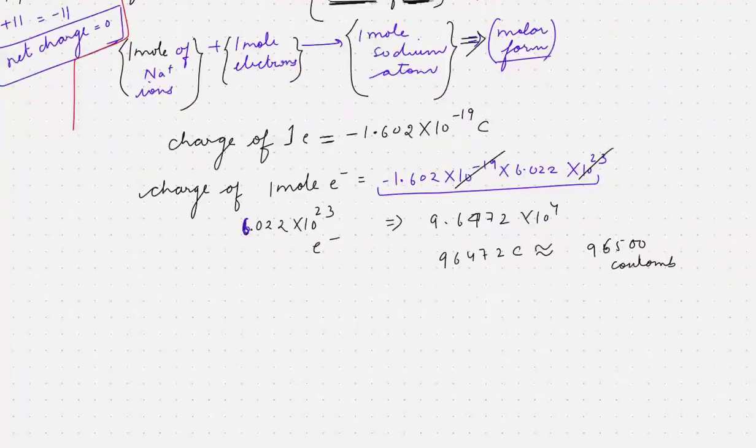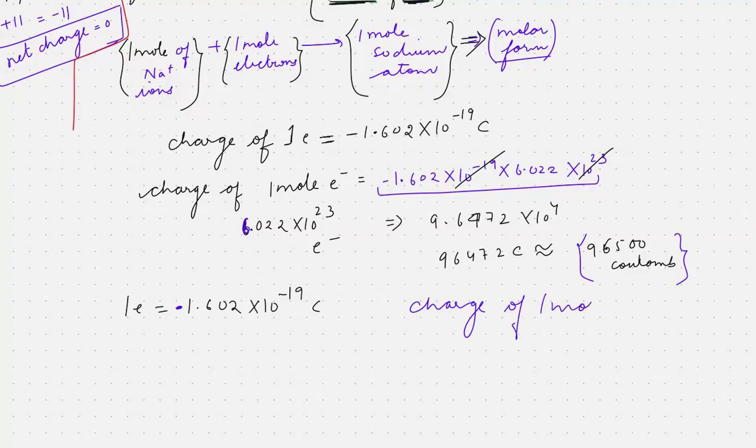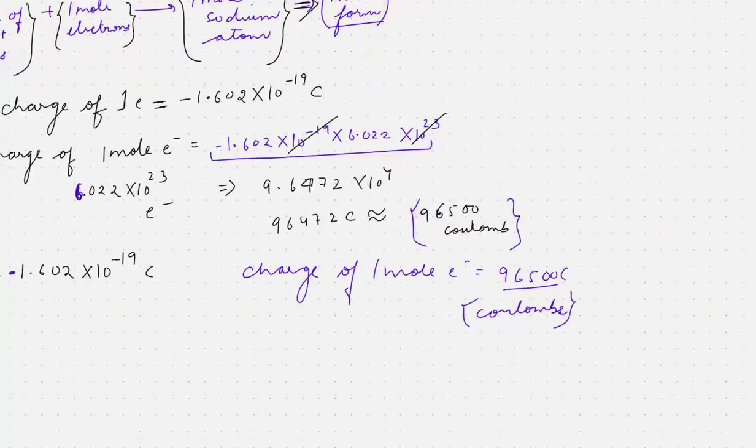So one electron's charge is very small, 1.602 into 10 raised to the power minus 19 coulomb. Am I right? Yes. One electron charge is this much. But if we have 96500 coulomb, what does that mean? The charge of one mole of electrons is going to be 96500 coulombs.